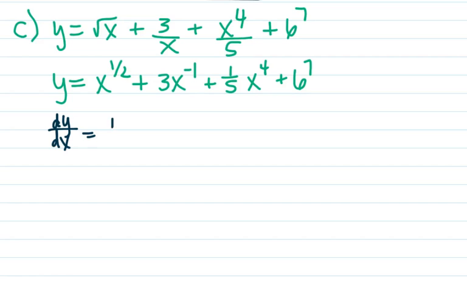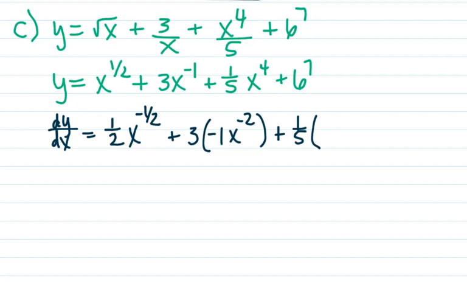Okay, so 1/2 will come down front, and then I'm going to start doing the minus 1 mentally. So 1/2 minus 1 will give me negative 1/2. Here, it's going to be this negative 1 coming down front and multiplying by the 3. So we're going to have a 3 times negative 1, and then x to the negative 1 minus 1, which will become negative 2. Plus 1/5 times 4 comes down front, x to the 4 minus 1, or 3. And then 6 to the 7, that's just a number, right? It's a constant. So when we derive it, it'll simply become 0.